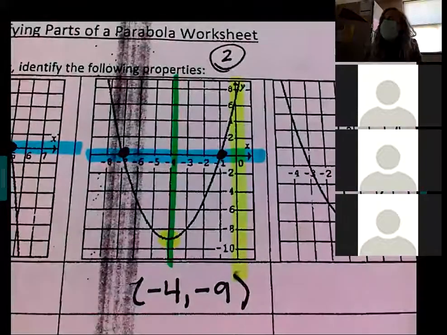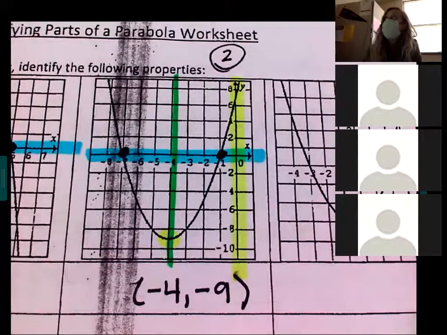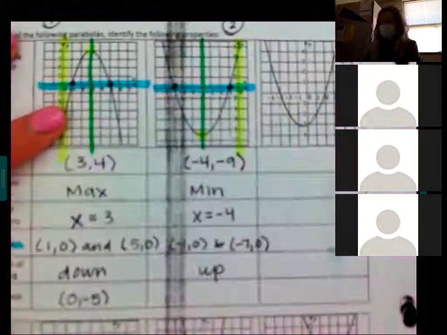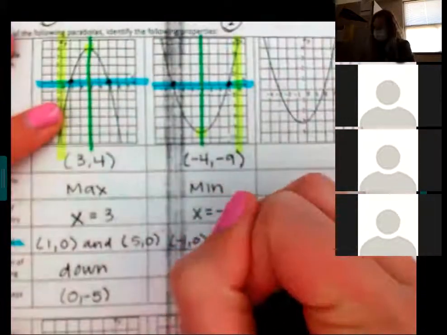Where does it look like it crosses? 7. Yeah, I think it crosses right in between 6 and 8, which would be at 7. So how do we write it as an ordered pair? Yes. 0, 7. Excellent work, y'all.